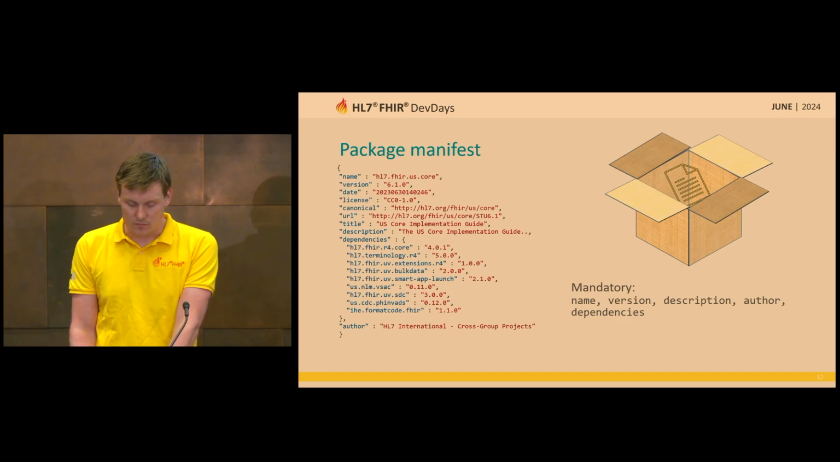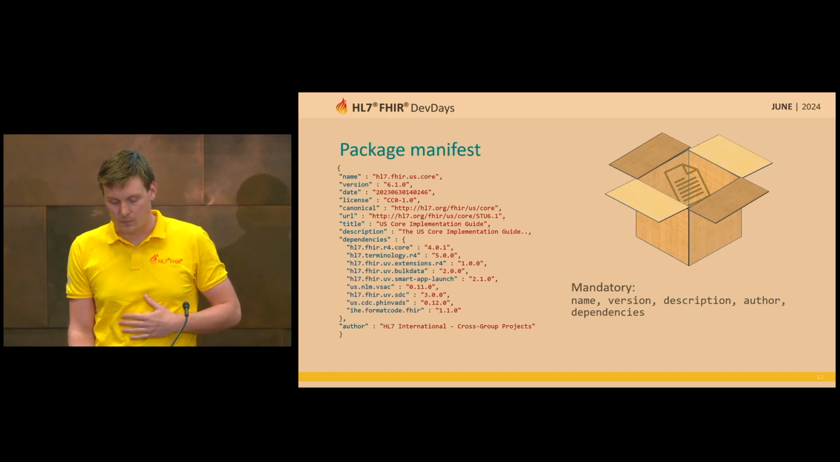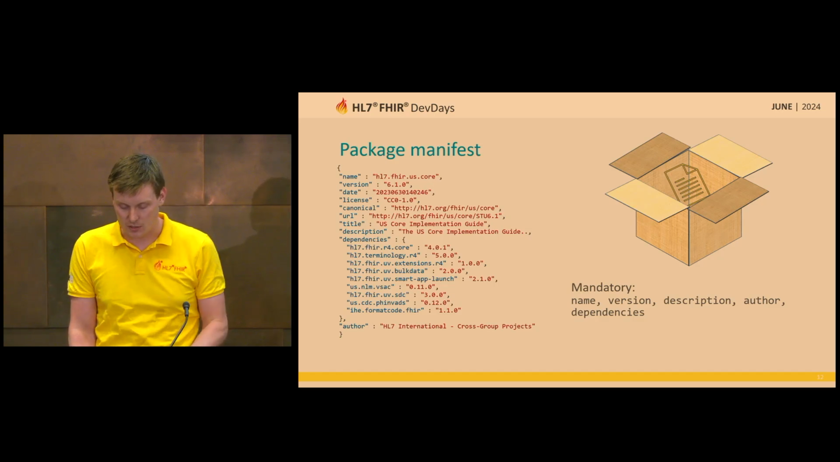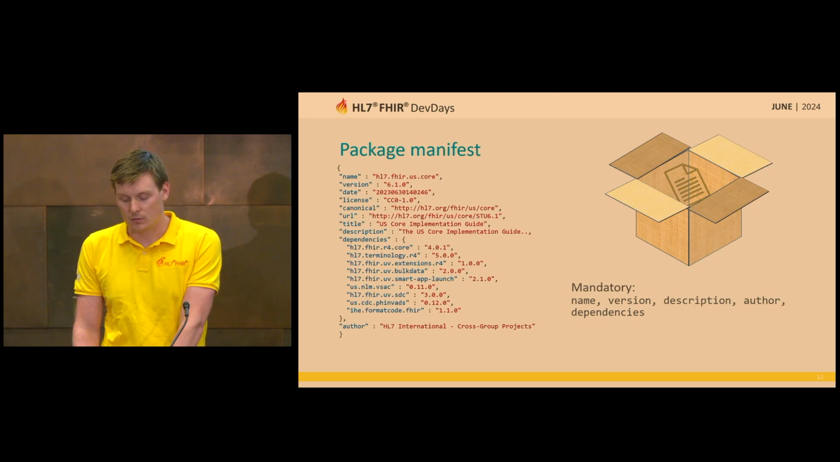You can add different dependencies. We're going to talk a little bit more about that later. But basically, you write your specification on top of other specifications. There are also some other attributes you can add, which are not mandatory. For IG packages, I think there are a couple more that are mandatory, but normal FHIR packages, which aren't necessarily IGs, don't have to contain those.